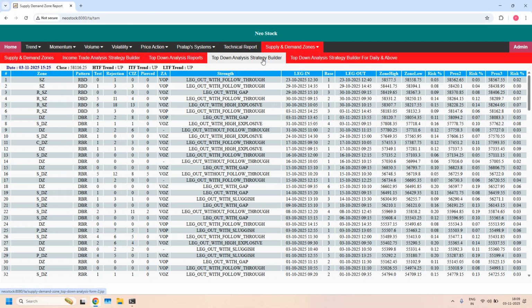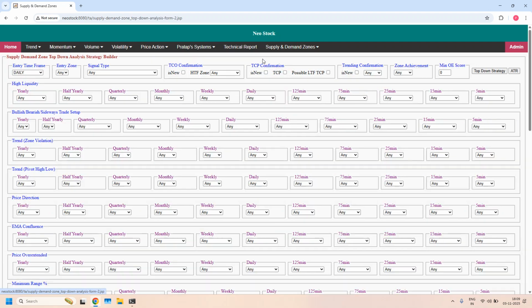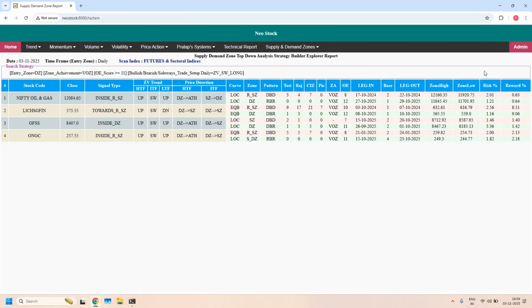Next, I will generate sideways monthly and sideways bullish and bearish trade setups for monthly, weekly and daily income trades. First, starting with sideways long trade setup monthly income trade, entry time frame daily, entry is on demand zone, here bullish or bearish or sideways. At entry time frame daily, I am selecting sideways long, zone achievement violated, opposing zone, minimum odd enhanced score 11 for sideways. So we got 4 stocks.